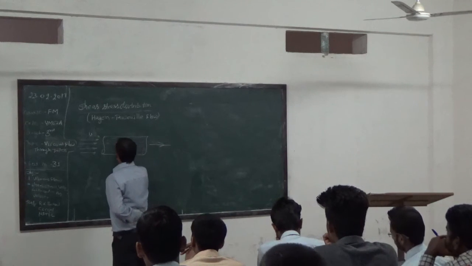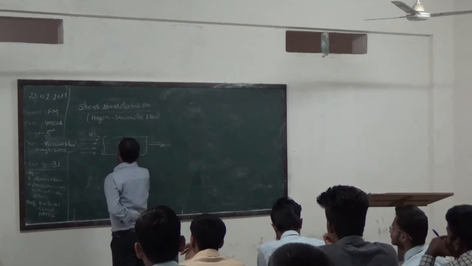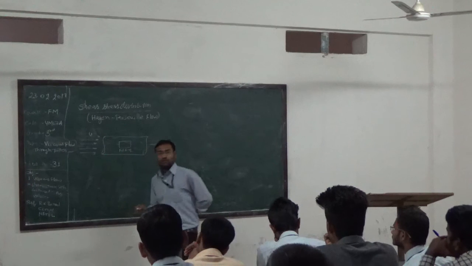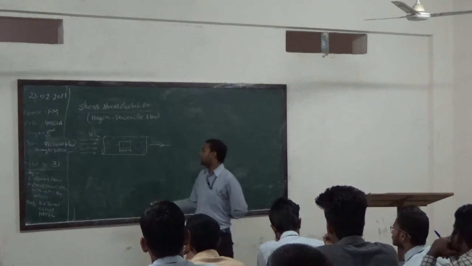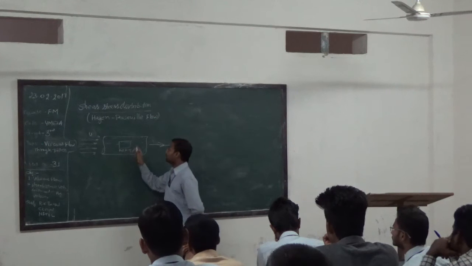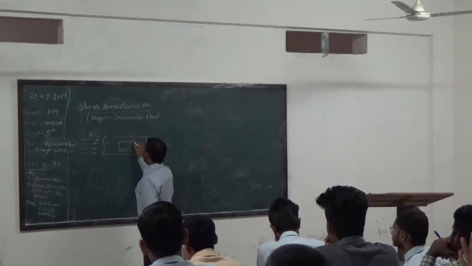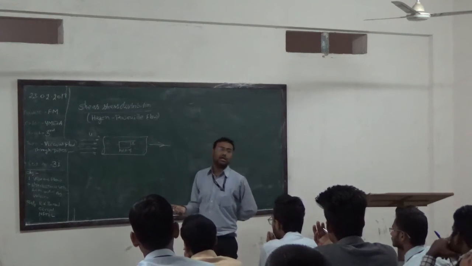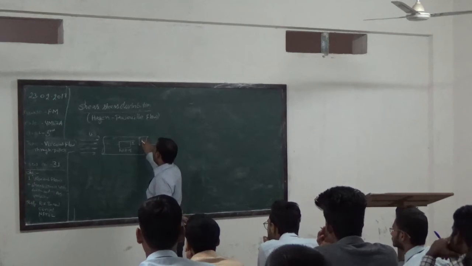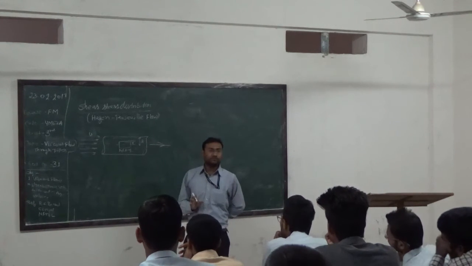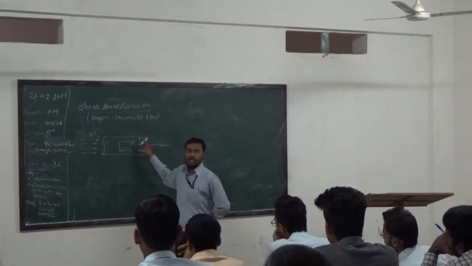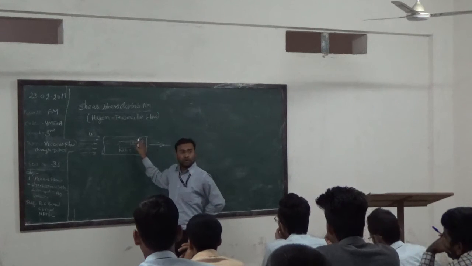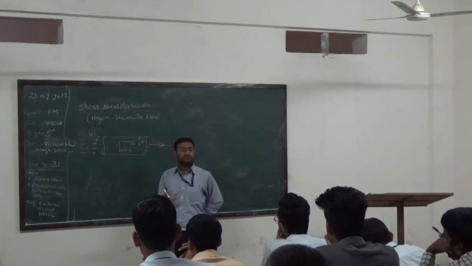Inside the pipe, I am considering a circular element of length dx. The radius of this small circular element is small r, and the radius of the complete pipe is capital R. So inside this pipe of radius R, a small element is there which has radius r and length dx.